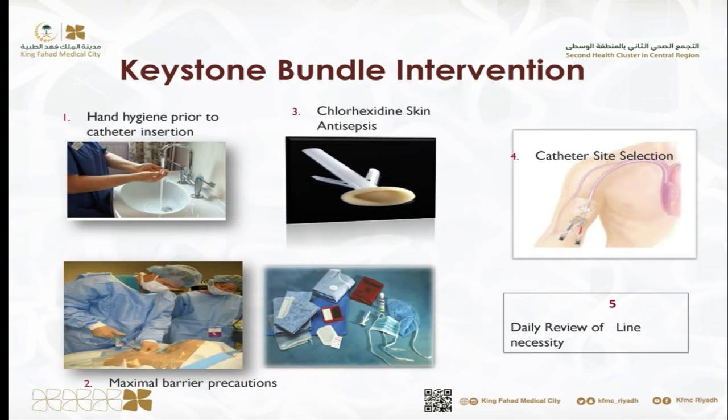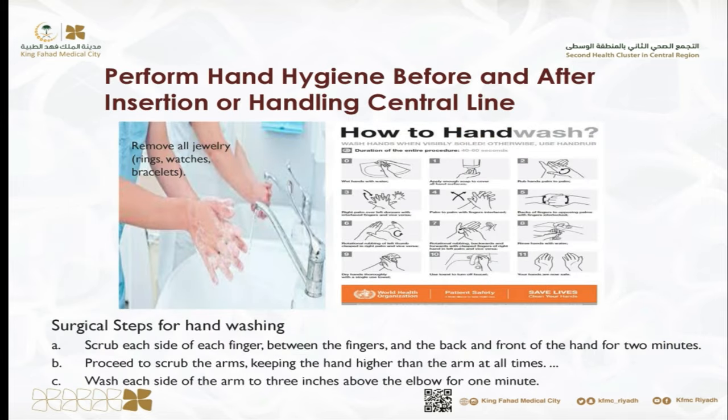When we have to perform hand hygiene, we need to remove all jewelry, the rings and watch, and we have to follow the proper surgical steps for hand hygiene and proper hand hygiene while maintaining aseptic technique. For hand hygiene with aseptic technique, it should be 40 to 60 seconds. For surgical, it should be 2 minutes. It proceeds to scrub the arm, keeping the hand higher than the arm. Then we have to wash each side of the arm 2 to 3 inches above the elbow for 1 minute.